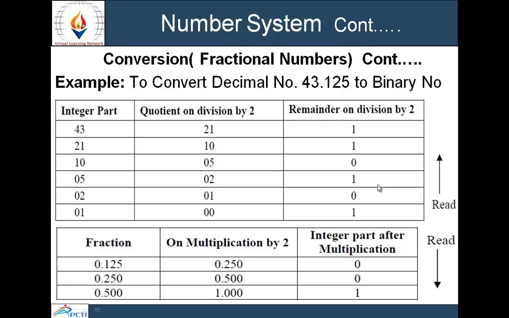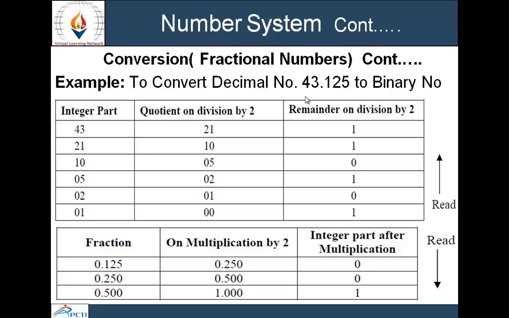So in case of the integer portion, the equivalent binary of the integer is 101011, because the answer will be read in the direction of this arrow, that is from bottom to top. And the equivalent binary of the fractional part is 001, that is from top to bottom. You will get the fractional part of a number if you read the integer parts in the direction of this arrow, that is from top to bottom.